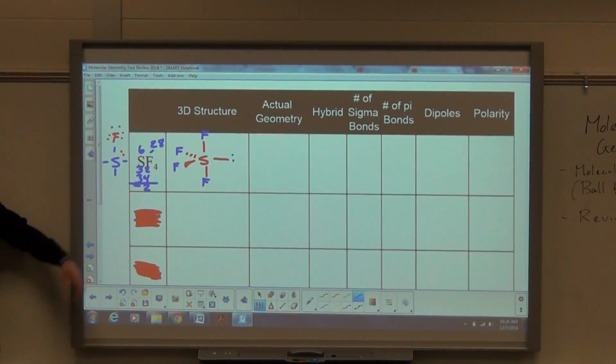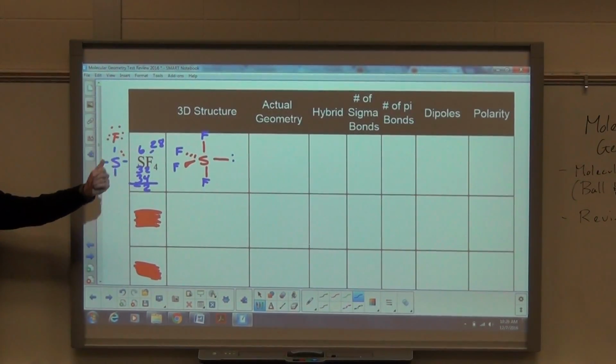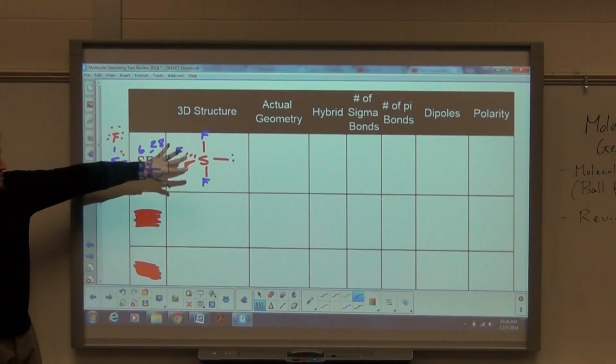So what is that shape? All I want is the actual geometry, or molecular geometry. That's a seesaw.